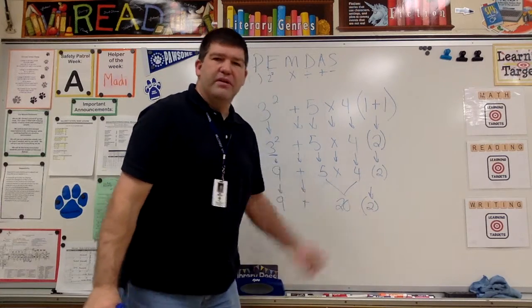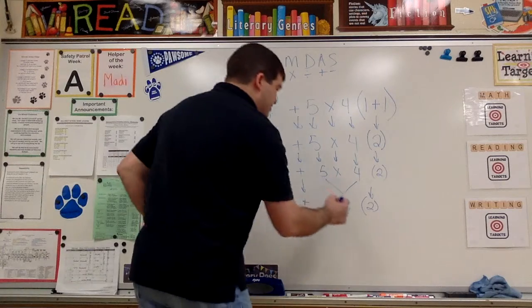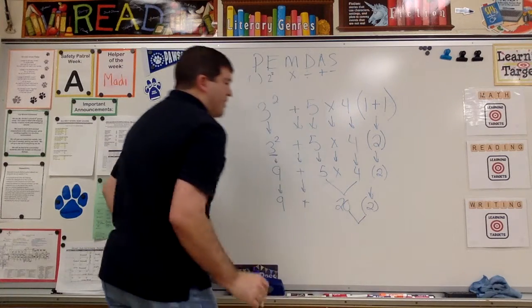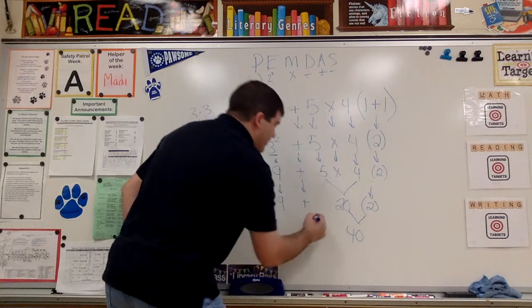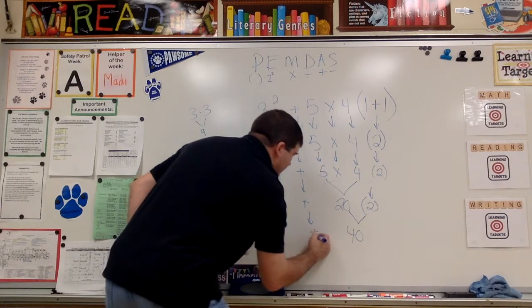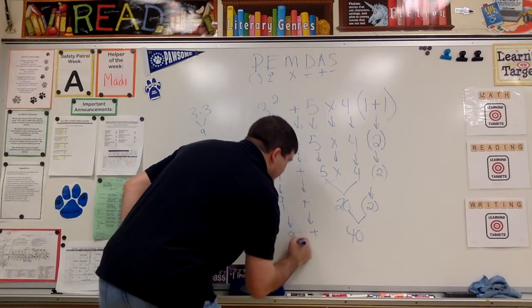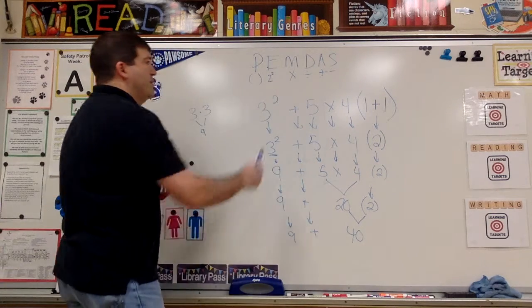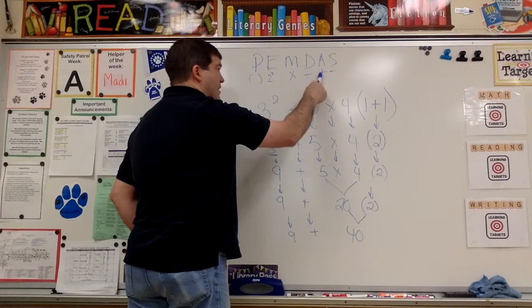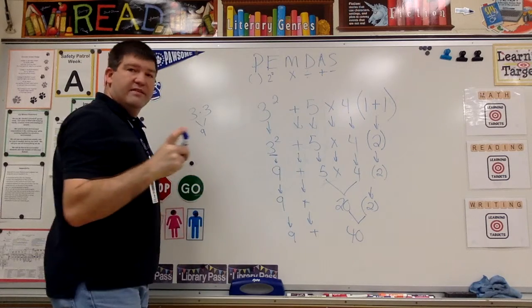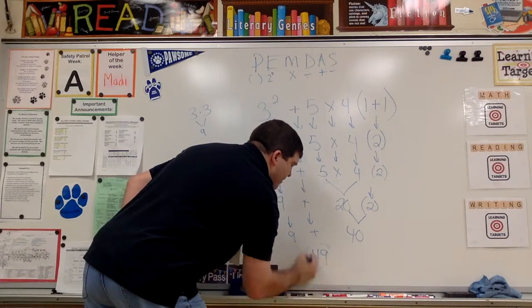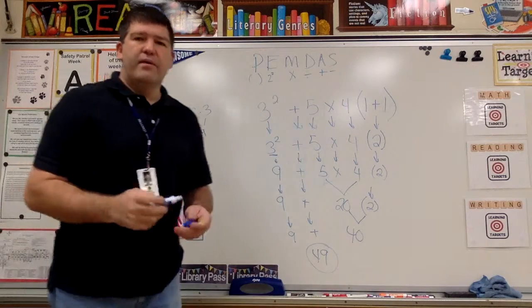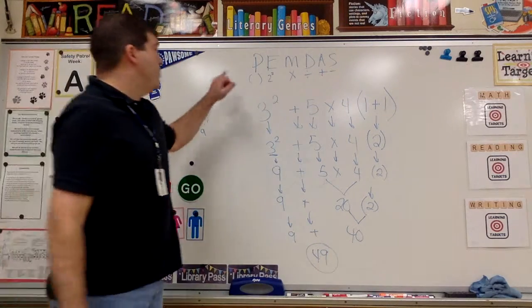When these are next to each other with no symbol, it's multiplication. So I'm still doing my multiplication. 20 times 2 is 40. Bring this down. Bring this down. Now, no division, and I have an addition, and it's the last thing I do, is 40 plus 9, 49. Okay?